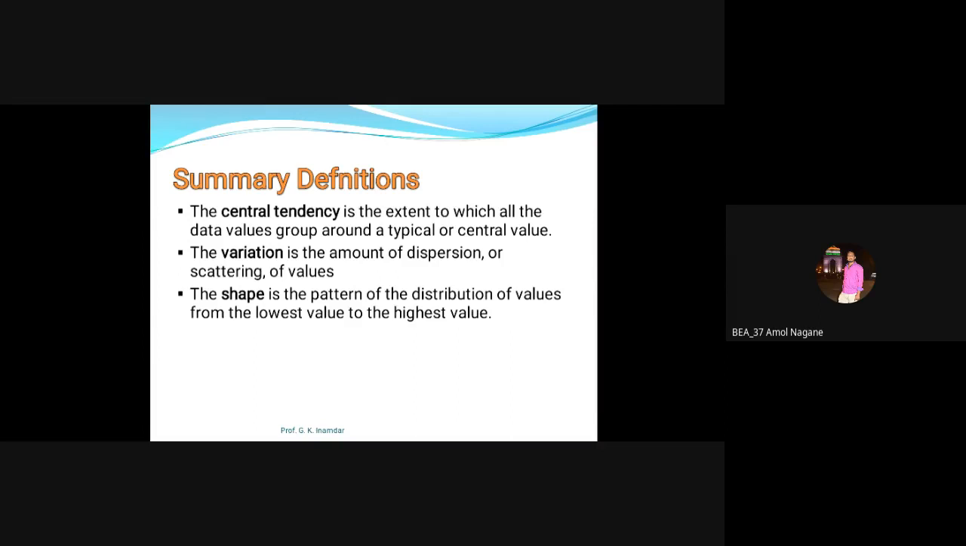So variation is there. The shape is the pattern of the distribution of values from the lowest value to the highest value.